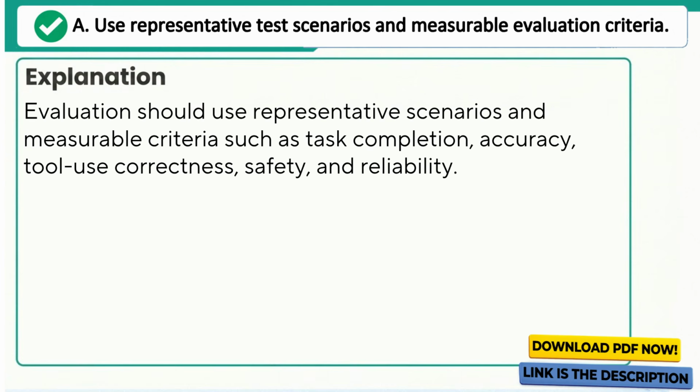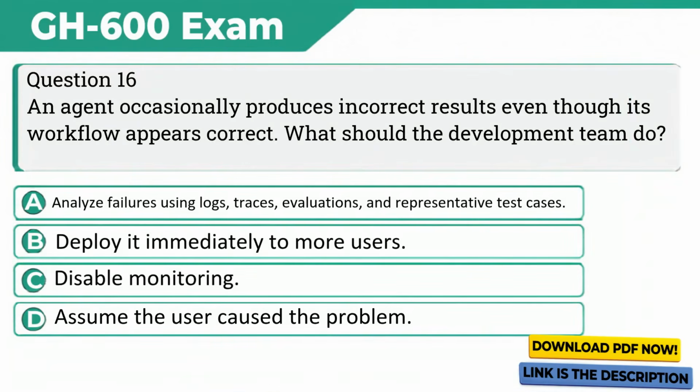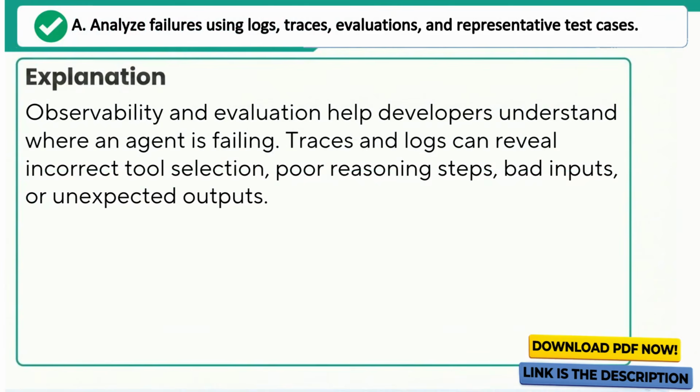Explanation. Evaluation should use representative scenarios and measurable criteria such as task completion, accuracy, tool use correctness, safety, and reliability. Question 16. An agent occasionally produces incorrect results even though its workflow appears correct. What should the development team do? A. Analyze failures using logs, traces, evaluations, and representative test cases. B. Deploy it immediately to more users. C. Disable monitoring. D. Assume the user caused the problem. Correct answer. A. Analyze failures using logs, traces, evaluations, and representative test cases.